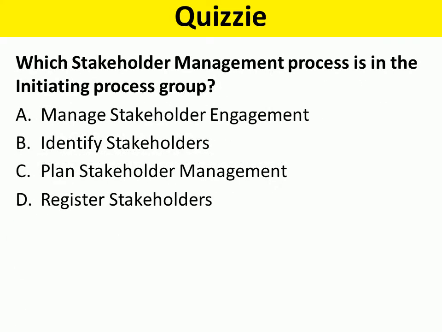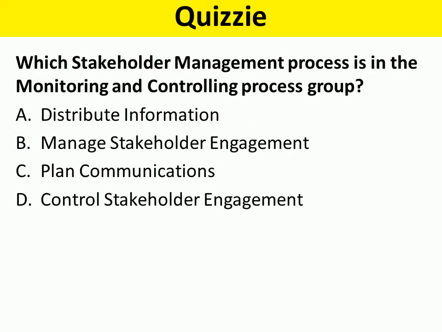Which stakeholder management process is in the initiating process group? So in the initiating process group, there are two processes. One is from chapter 4, regarding developing the charter, and the other is in chapter 13, pertaining to identify stakeholders. So if you had that right, then you were on track.